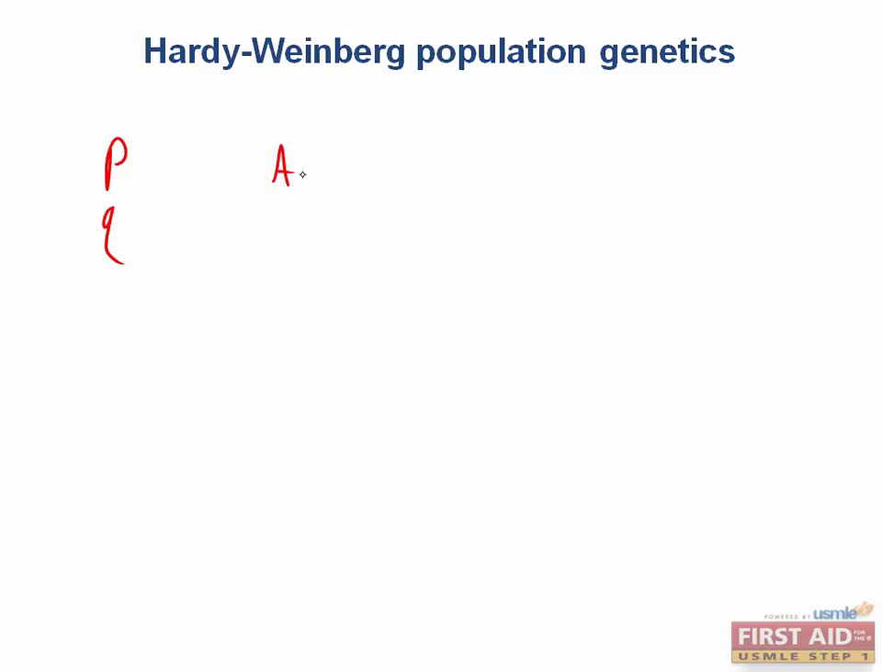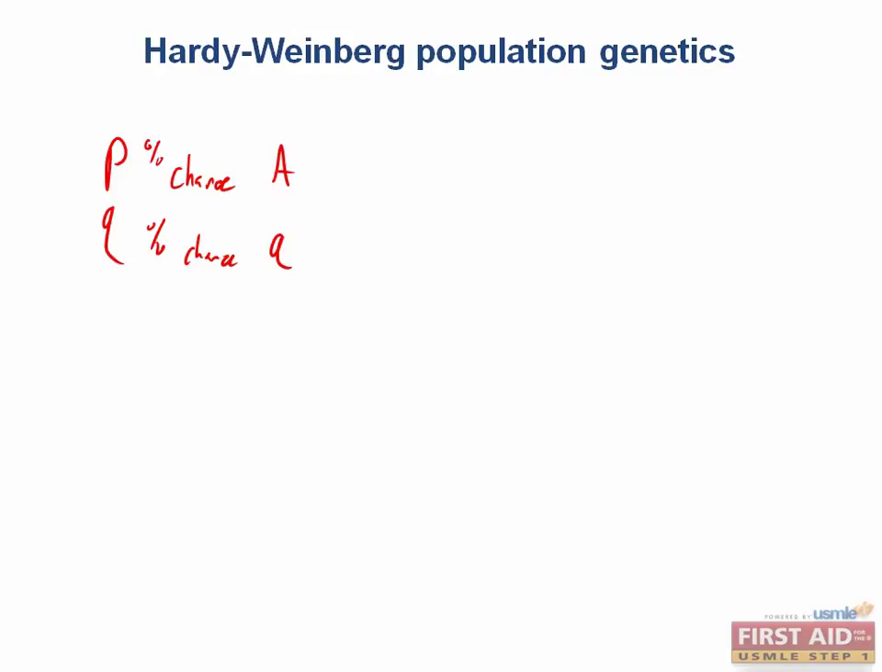So if we're talking about the alleles big A and little a, this would mean you have a P% chance to have a big A and a Q% chance to have a little a. So what does Hardy-Weinberg equilibrium mean? Basically just that the ratio of P to Q will not change over time if certain conditions are met.